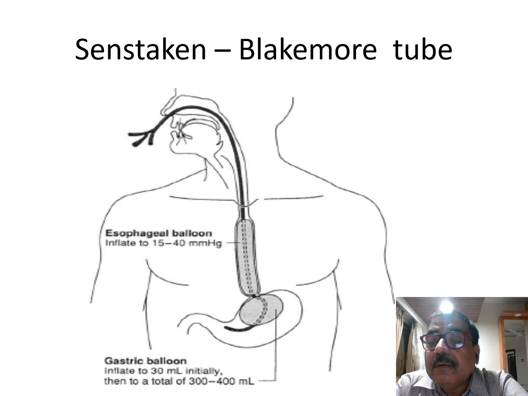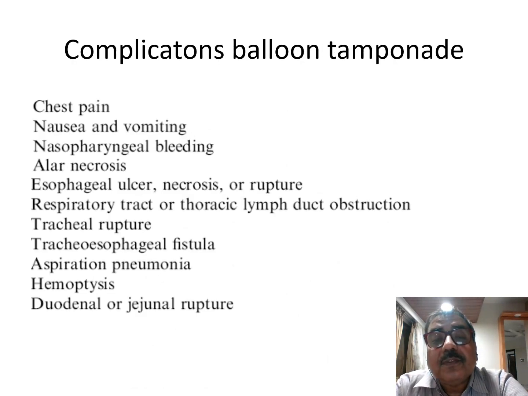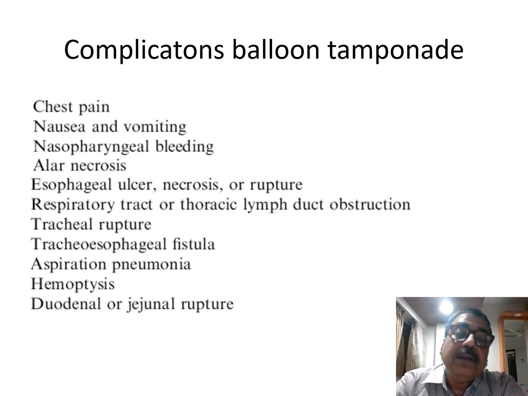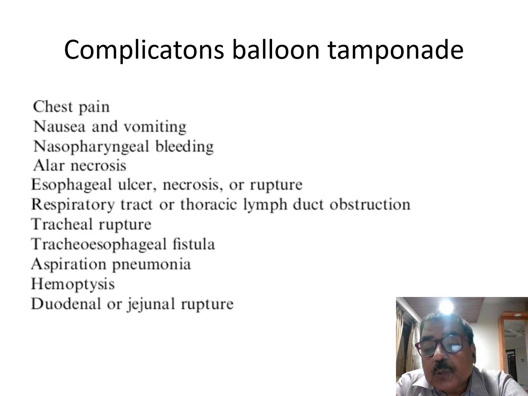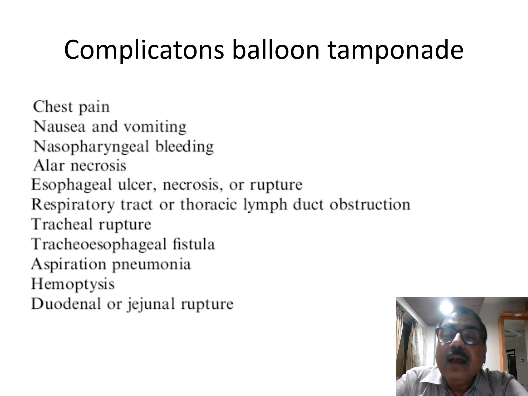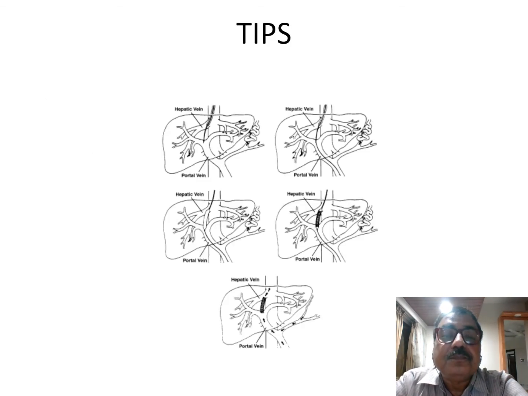What are the complications of balloon tamponade? It can cause chest pain, vomiting, nasopharyngeal bleeds. It can have necrosis. Ulcers can be there. Ruptures are reported. Aspiration pneumonia is there. Hemoptysis is there. And if there is no synchronization in deflating, there is severe aspiration, and even deaths have been reported. But in a resource-poor setting, when there is an active bleed, it should still be offered, and it should be used with caution.